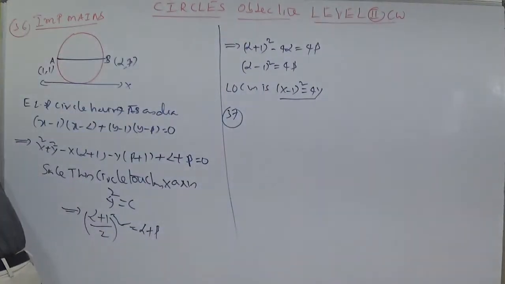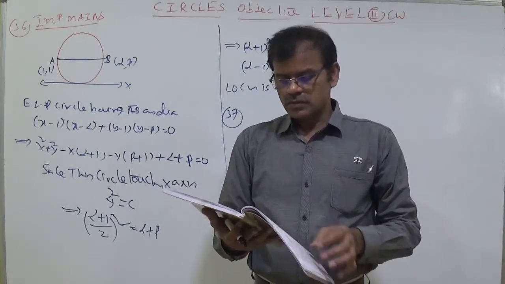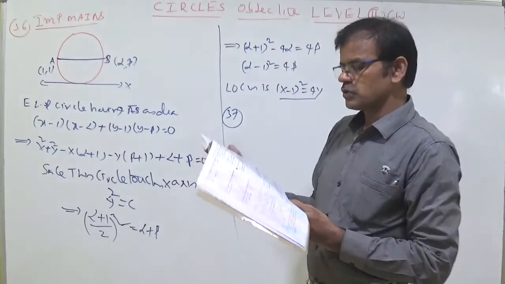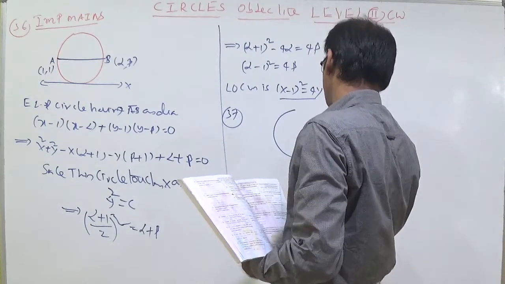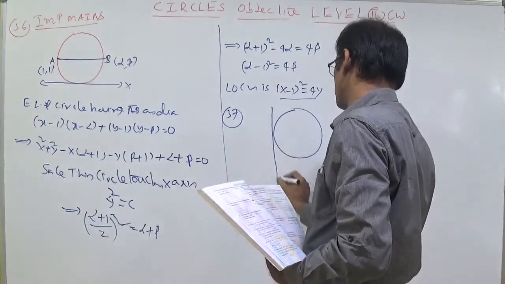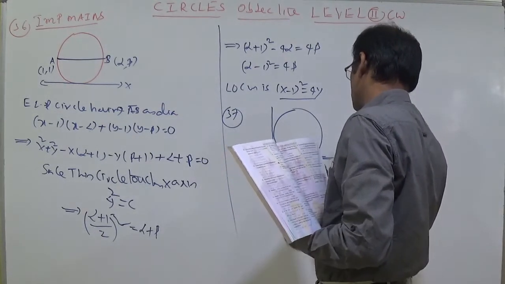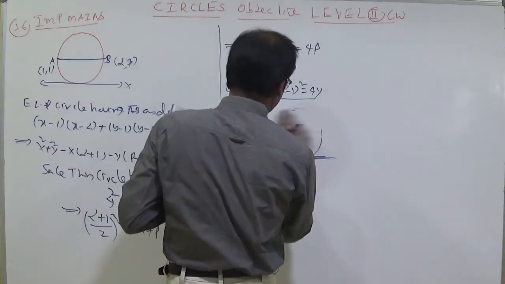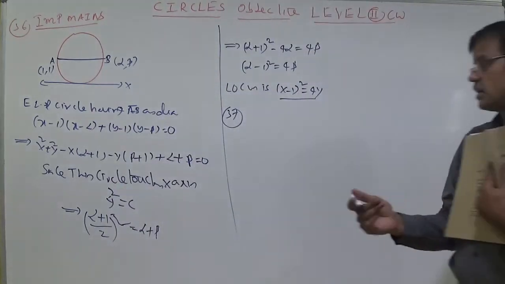36 completed. Let us discuss the 37th question. The equation of the circle which touches both axes and whose center is at a distance of 2 root 2 units from the origin. Yesterday I said the important concept: if a circle touches both axes, then its equation is (x minus r) whole square plus (y minus r) whole square is equal to r square. So the center is (r, r) and the radius is r.